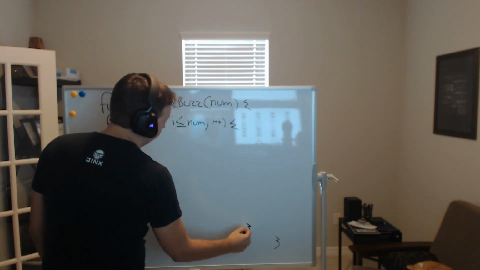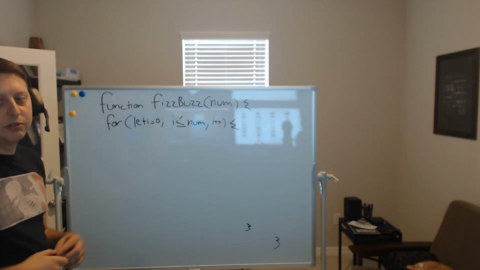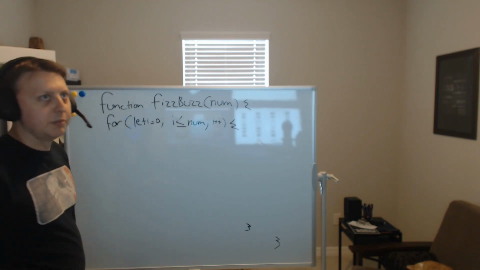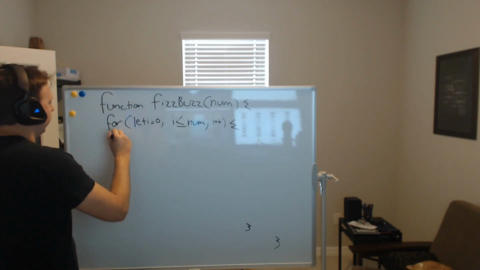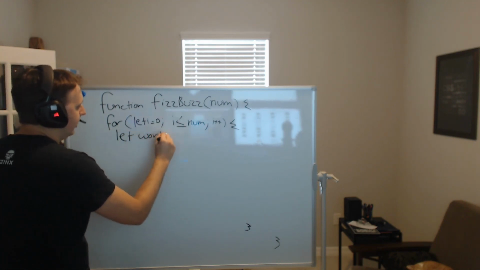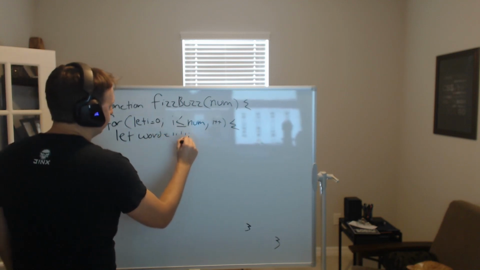Excellent, excellent. So in any algorithm solution, there's going to be multiple ways to solve these things. I'm just going to do the one that comes to mind. And the way that I would solve this is I'd create this little placeholder variable called word, and I'm going to initialize it to an empty string.